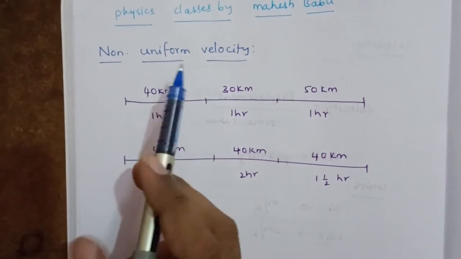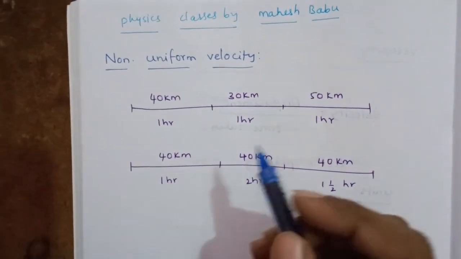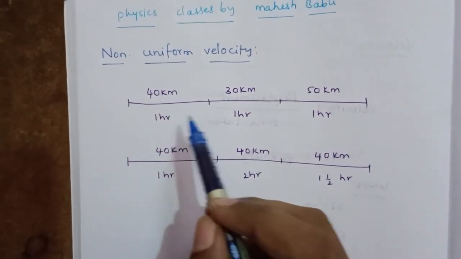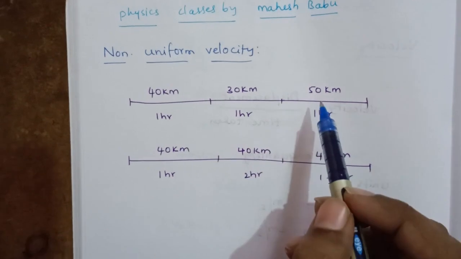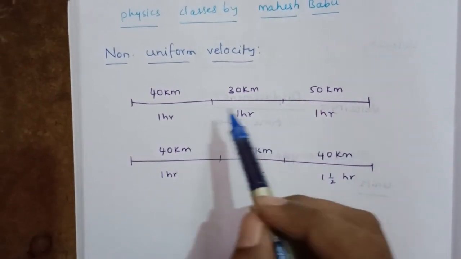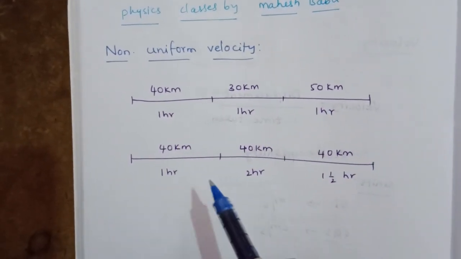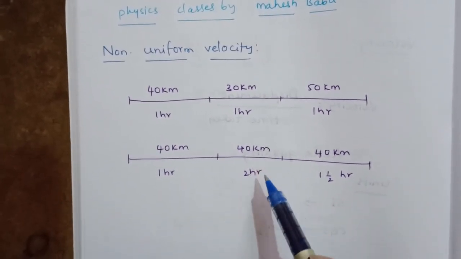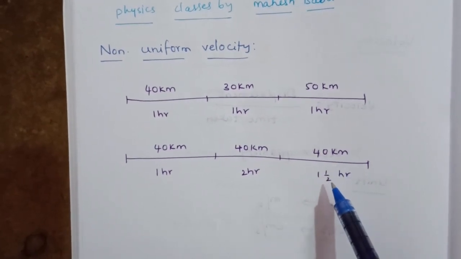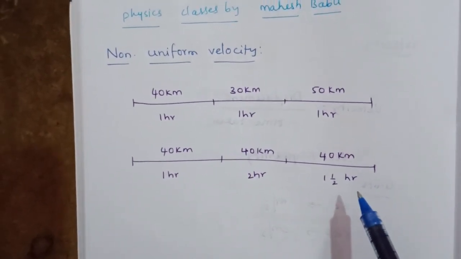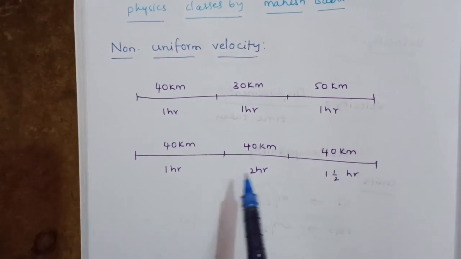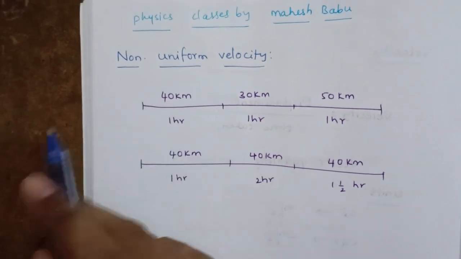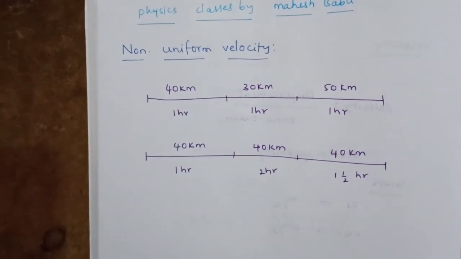Non-uniform velocity means that at each time the velocity of the body is changing. Here 40 km per hour, here 30 km per hour, here 50 km per hour. So the velocity of the body is changing. Now coming here, 40 km per hour, here 40 divided by 2, 20 km per hour, here 40 divided by 1.5, more than 20 km per hour. So the velocity of the body is changing. If the velocity of the body is changing, then it is said to be non-uniform velocity.